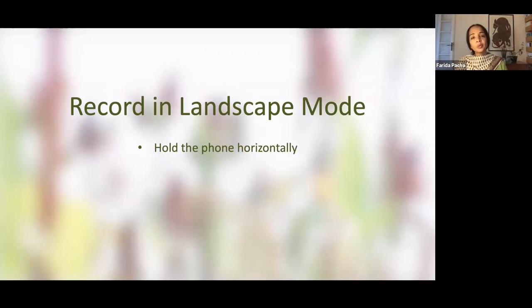Also, it is not how we watch films, right? When we go to a movie theater, the screens are horizontal. When we're watching on television, our television screens are horizontal. We are not watching films on vertical screens. And the other important thing is that when you're holding your phone horizontally, you can pack a lot more information in your shot than when you are doing it in the portrait mode. So this is the first tip.